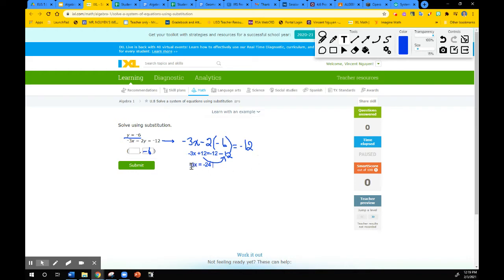Then my last step is dividing. I'm going to divide everything by -3, because I want just x, right? So I would get x equal to -24 divided by -3, which gives a positive answer because of the two negatives. So that's going to be 8, okay? So x is equal to 8 and y is -6.